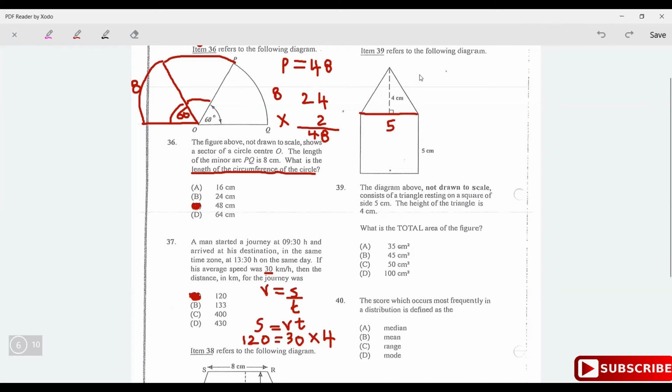And so the area is equal to the area of the triangle. Let's call the area of the triangle T, and let's call the area of the square S. The area of the triangle is a half the base.